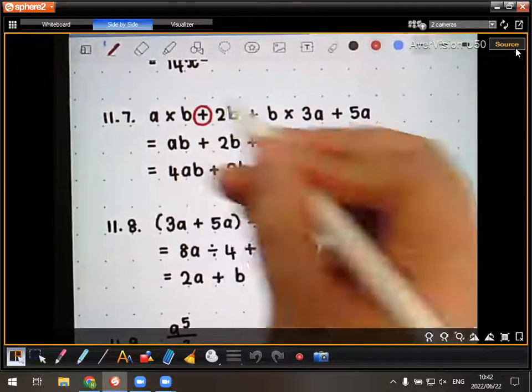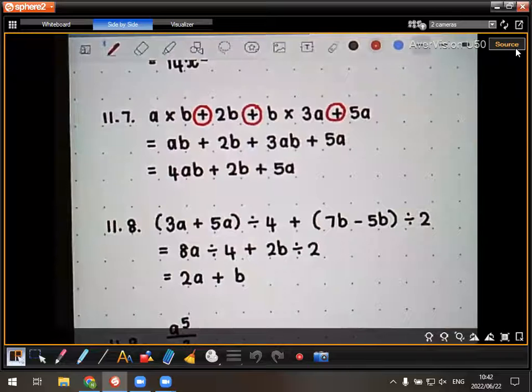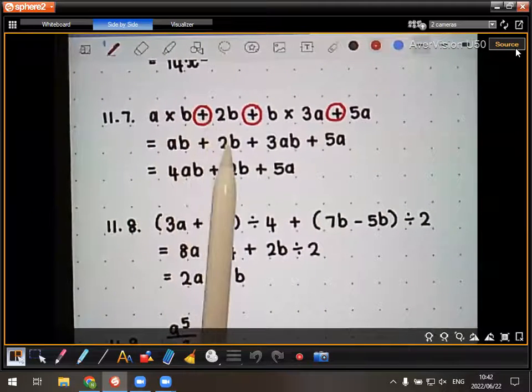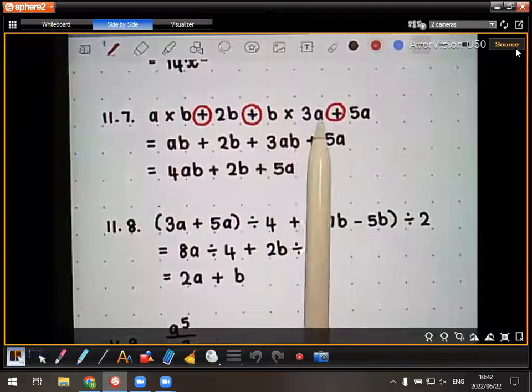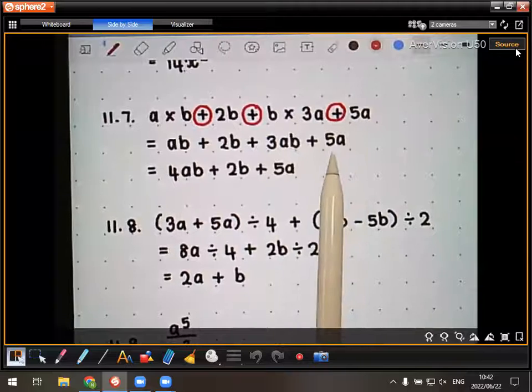So for that, we circle our pluses. And now wherever we have a term that has multiplication or division, we need to simplify that. So A times B is just AB. Plus 2B, that's perfect as it is. Plus B times 3A is going to be 3AB. Right? We just write them all next to each other in the correct order. Always the number first, and then alphabetical order after that. And then plus 5A.